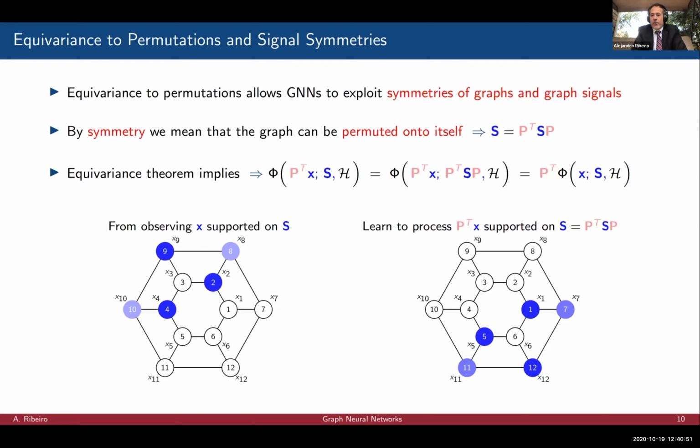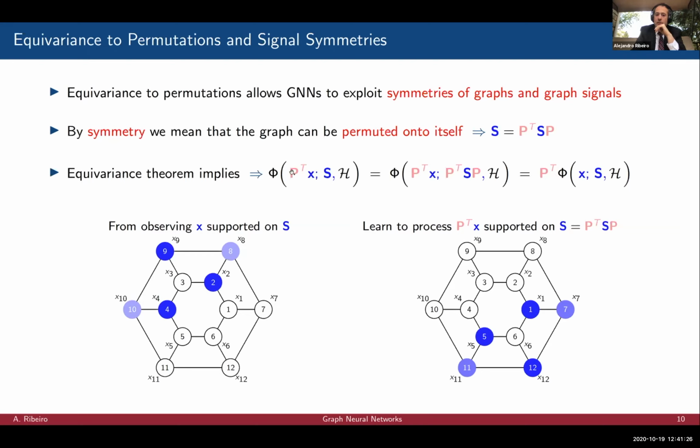Now, the equivariance theorem applies in this particular case. What it would mean is that if I do a permutation of the signal X and I run it on S, that's the same as doing a permutation of X and running it on P transpose S P, because the graph is symmetrical. It has this internal symmetry to it. But according to the permutation equivariance theorem, I know that this permuted processing here is equivalent to the permutation of the processing. Why is this important?